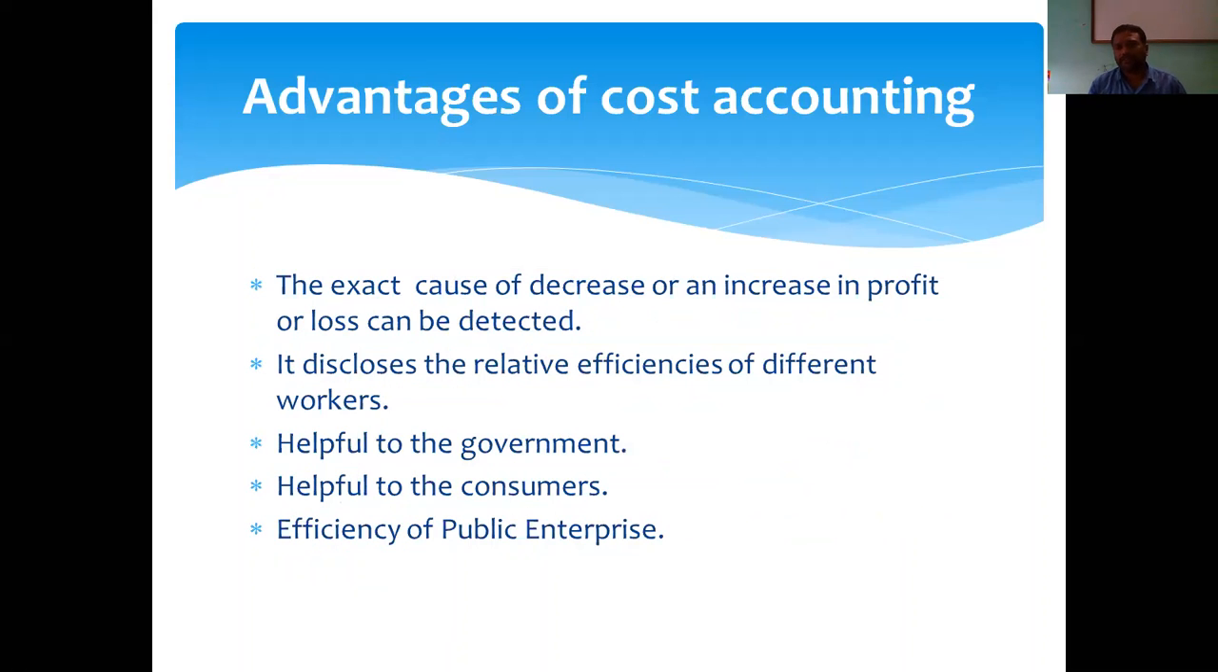And next, the exact cause of a decrease or an increase in profit or loss can be detected. So here, by observing the cost accounting, as I said, the various costs are recorded, where they went wrong they can find out, and immediately they are going to take measures through management decisions. The costing information is needed by the management, and wherever faults have occurred, they are going to be detected.